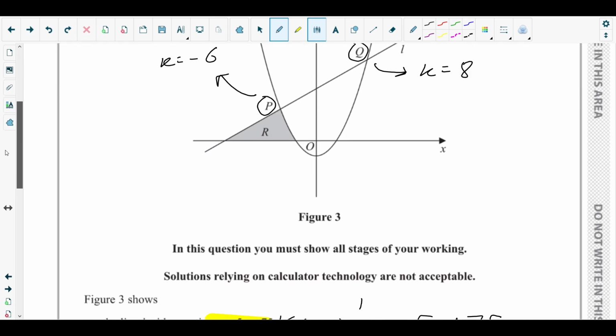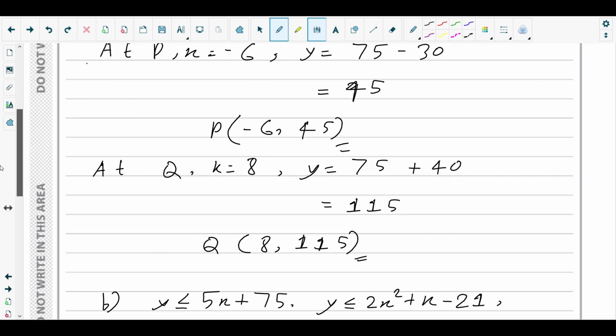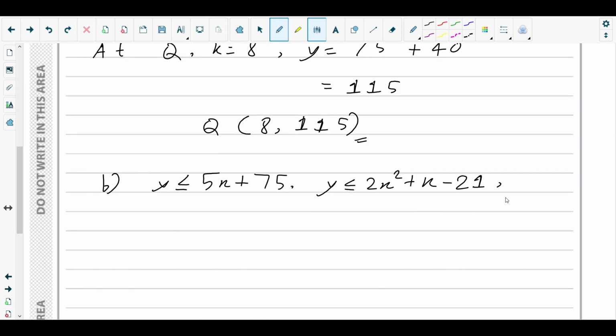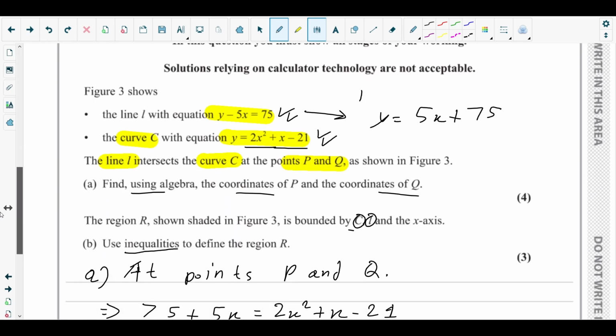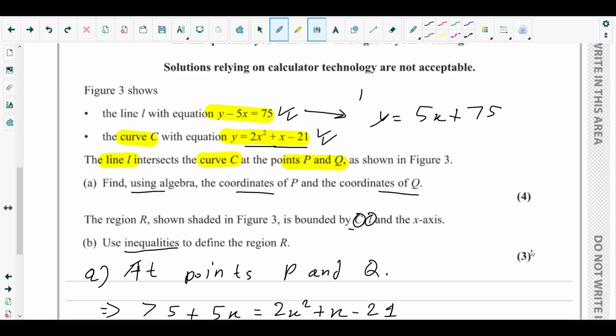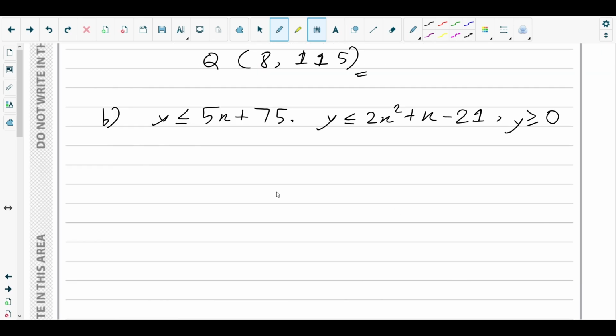Next is with respect to the x-axis. It's pretty easy to say. It's just above the x-axis. That means the y values of region R would be greater than or equal to 0, because it's above the x-axis, where y values would be positive. Now, for 3 marks, most of the students will make a mistake here. They will consider that if I give these 3 inequalities, then I'm done with the 3 marks. But it's not working like that.